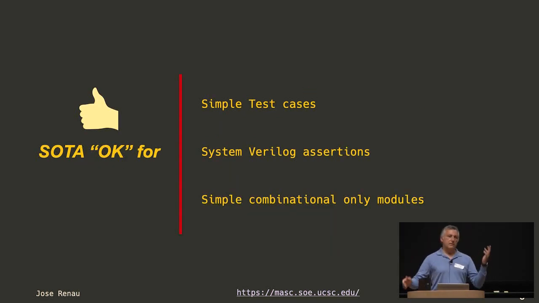Now, if you get top-of-the-line LLMs like GPT-4, Claude, things like that, what are the things that work? You don't need much help. You write a simple test case. You ask, write me a Verilog wrapper with 5 corner cases for this problem. It will do a reasonable job. You ask for a SystemVerilog assertion, and it will do a reasonably good job. If you ask for some simple combinational-only module, it will work. Now, notice that in all those cases the programs are simple or very short. Whenever you start to go longer, it's going to have problems.